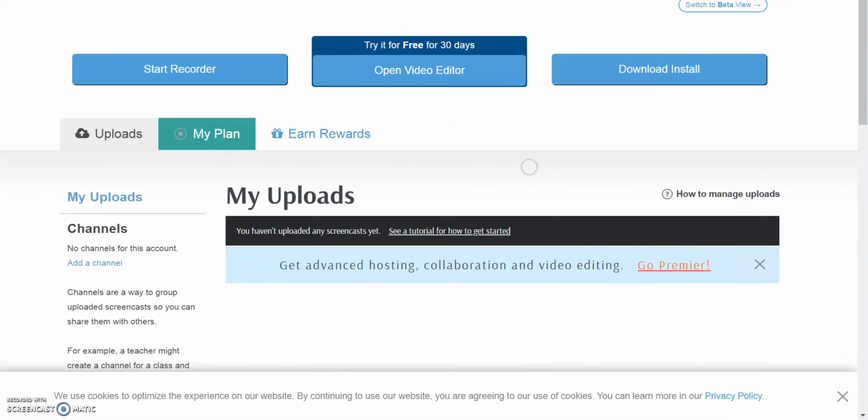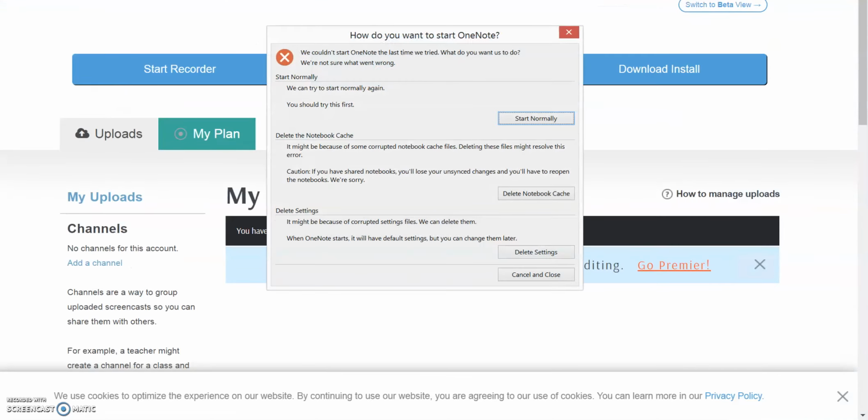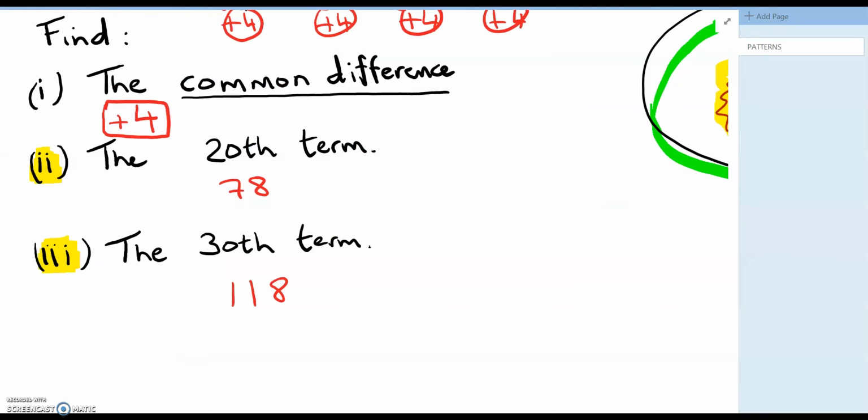Don't do that. Start normally. I have no idea what's going on. Okay, there's something wrong with this computer, so I'm just going to finish up.